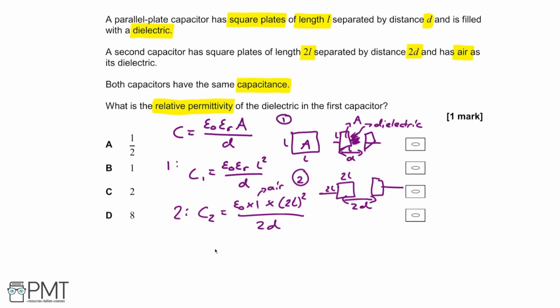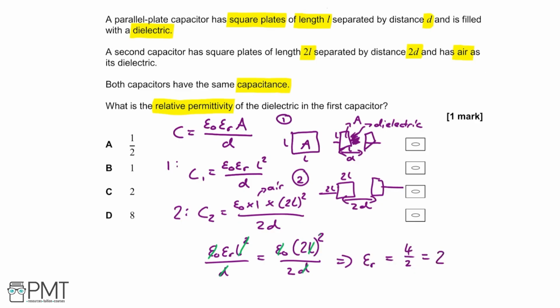So setting the two equal to each other, we find that epsilon naught, epsilon R, L squared divided by D is equal to epsilon naught times 2L all squared divided by 2D. So we cancel out common factors here. We can cancel out the L squared, we can cancel out the D, and we can cancel out epsilon naught. So what we're left with is epsilon R, the relative permittivity of the dielectric, is equal to 4 divided by 2, which is equal to 2. Therefore, our answer is C.